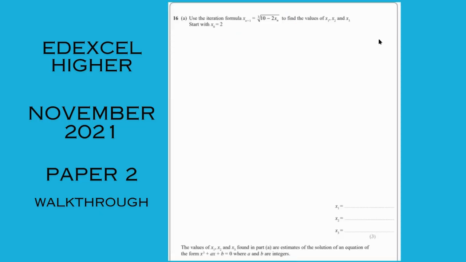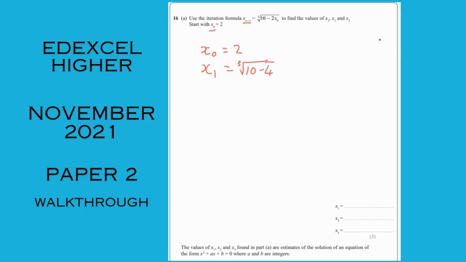So for number 16, do not get put off. I've had students before who just hate the look of the terminology. Don't worry, just get into your head, doesn't matter. To get the next term, you substitute in the current term. So when it says start, I'll not write the answers down here. When it says start with the first value of 2, it means to get the next value, stick 2 into this equation, which will give you 10 minus 4.